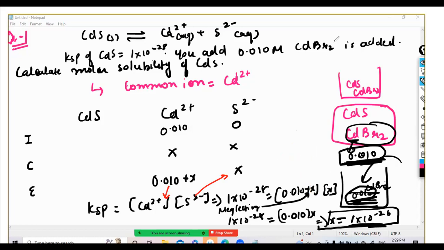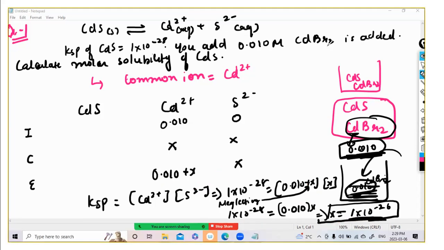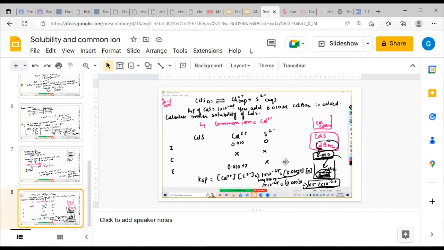Let's continue the calculation. I have the Ksp value, which is 1 × 10^-28, as given. When you neglect X, what is left is 0.010 and X. Now you rearrange the equation to find the value of X, and you will find it is 1 × 10^-26. This is it for the Ksp and common ion effect.